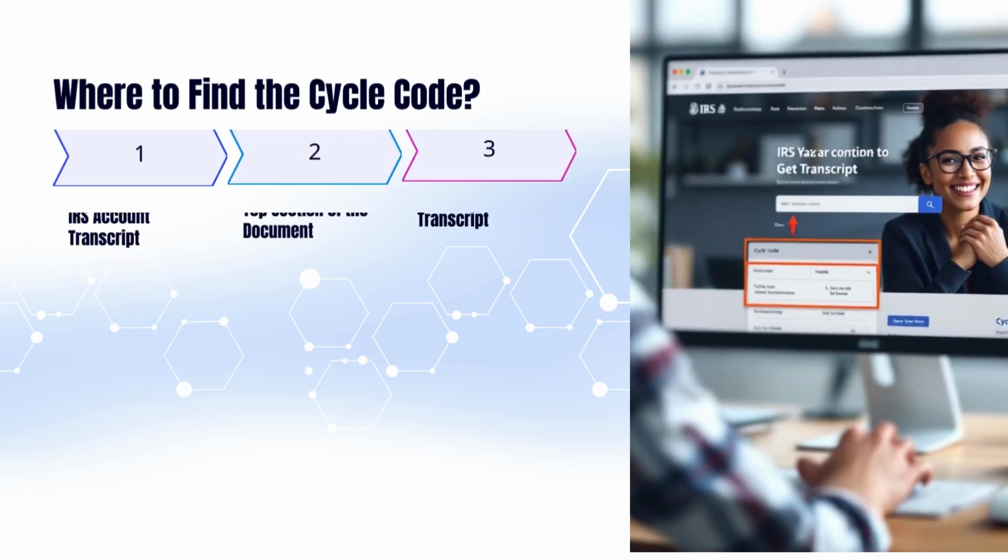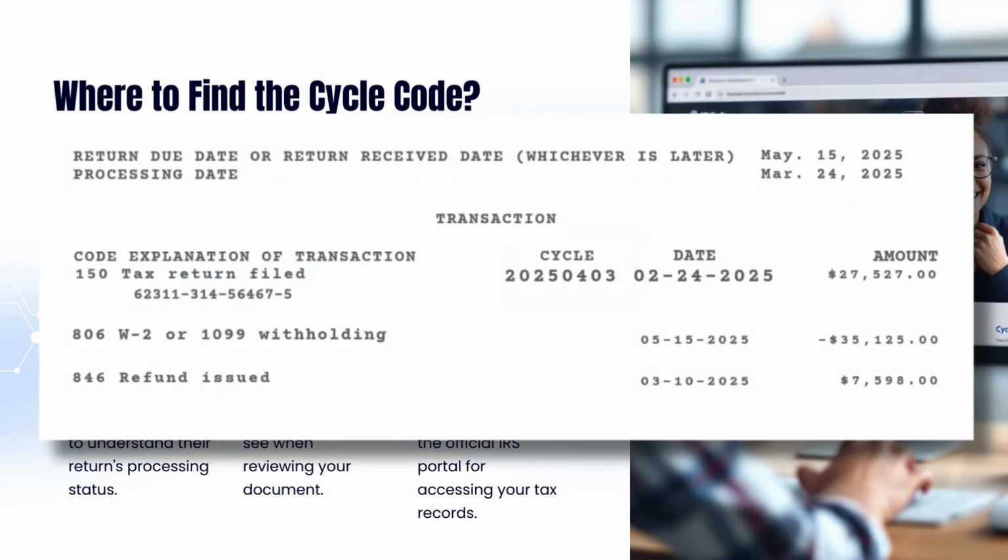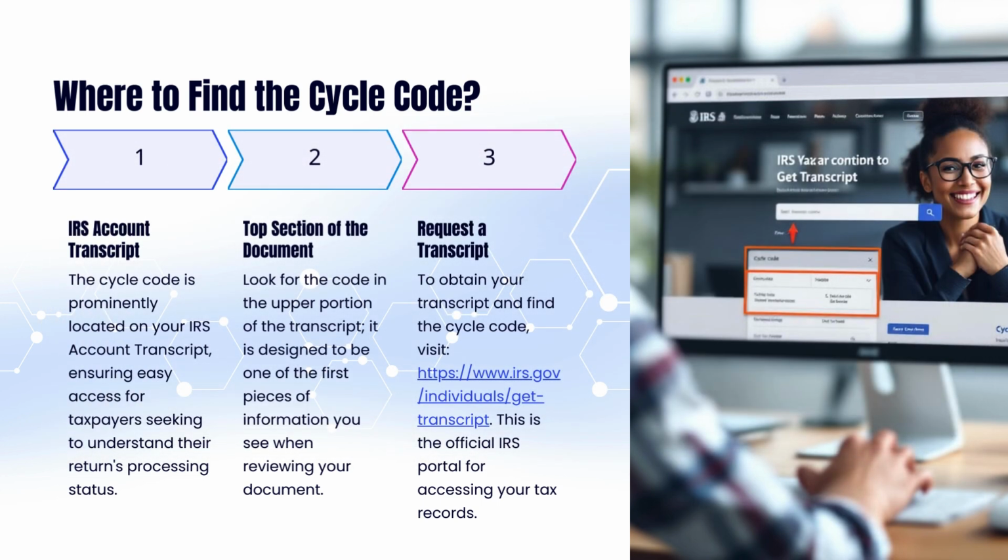Where to find the cycle code? Once you request your IRS account transcript, you'll find the cycle code at the top of the document. It's easy to locate and gives you an immediate snapshot of your return's processing status. To request your transcript, just head to irs.gov. It's quick and simple. It's amazing how much you can learn about your refund just by knowing where to look. The cycle code is a goldmine for anyone wanting to track their tax return.